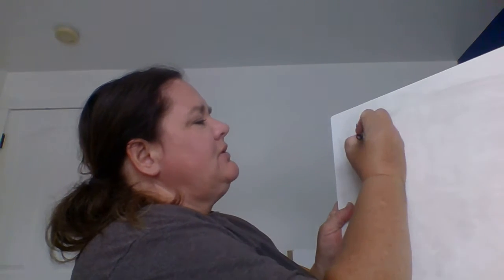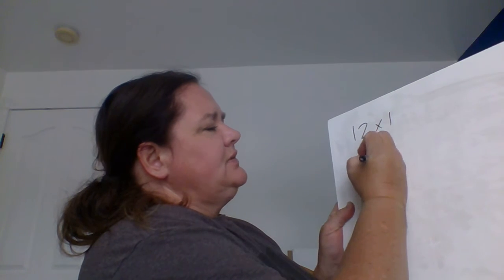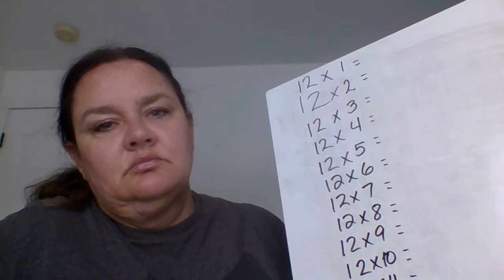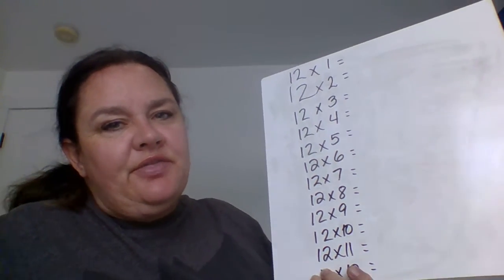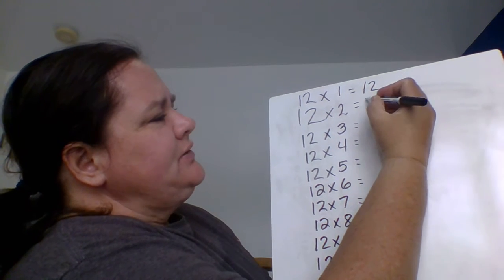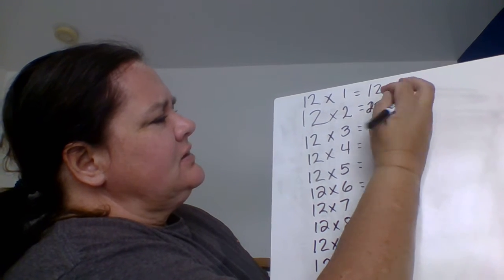First of all, I'd like you to push pause on this video and take a minute and write down all of the times 12. For example, 12 times 1, 12 times 2, and do that all the way down. So push pause for a minute and we'll talk. Okay, hopefully you guys got this written down, but you guys know most of these really easily.